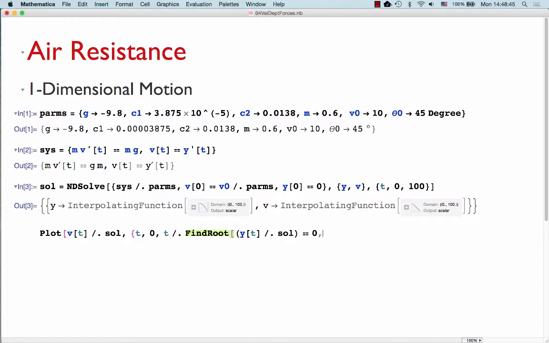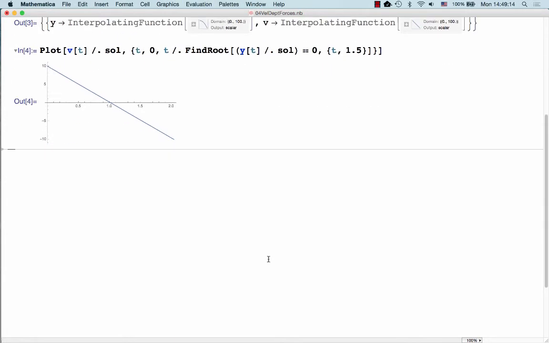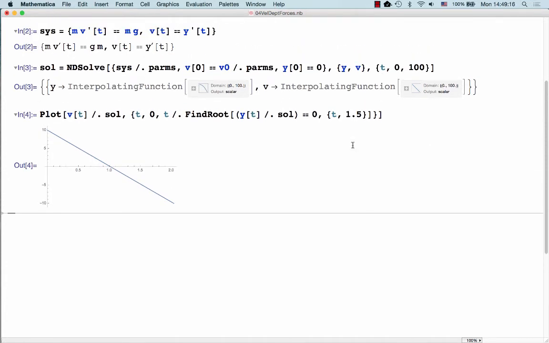And then we need to give the root finder a hint as to where that is. We'll tell it to look somewhere around, say, 1.5 seconds. That may or may not be a good guess. Basically, I just want it far away from time 0. Okay, there we go. That looks nice and plausible.